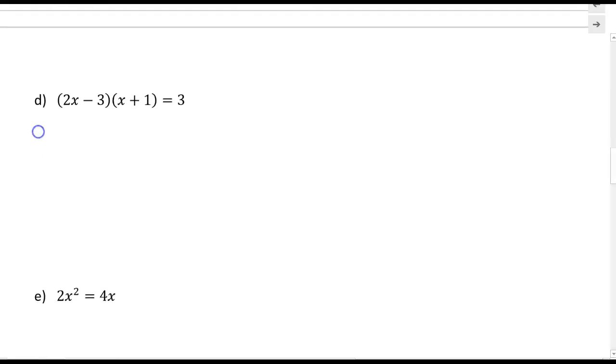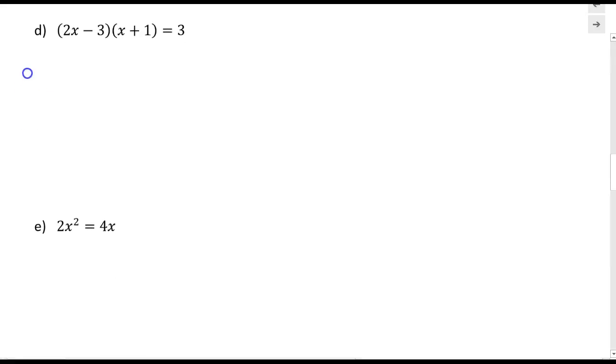Again, I did that by mental math. You are more than welcome to write it out. I've been doing this a little bit longer than you have, so I'm going to be a little faster. This one looks great. It's already factored, right?